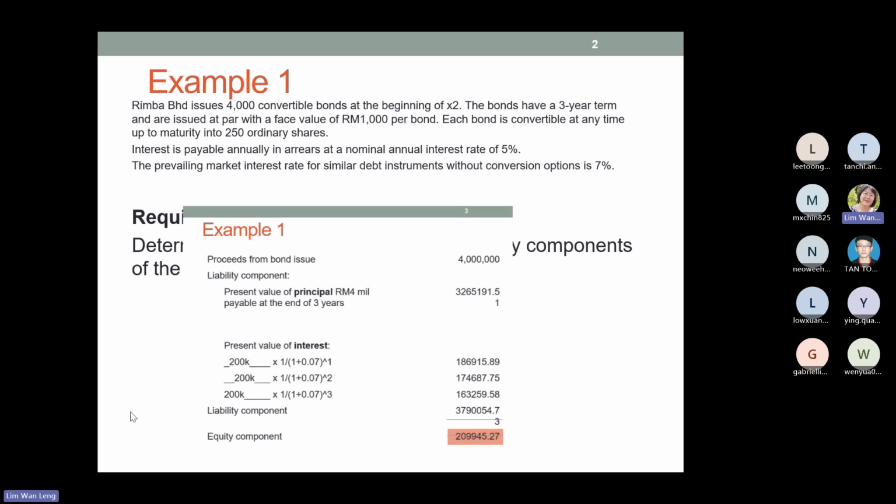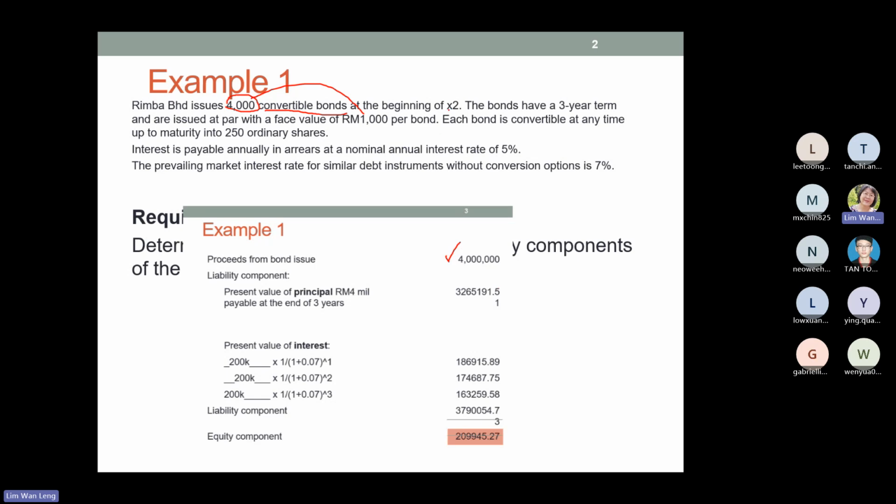So what do we have over here? The question has informed us that we have a convertible bond. Once you know that there is a convertible bond, you're supposed to utilize your split accounting to do the splitting between the components of the liability and the components of equity. This 4,000 is the number of convertible bonds. Each bond is worth 1,000. Therefore, you have 4 million proceeds from the issuance of this particular convertible bond.